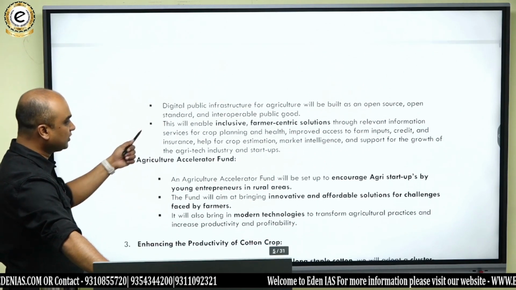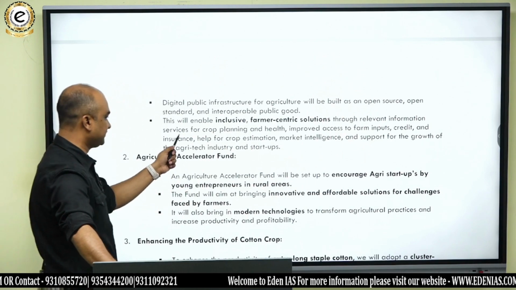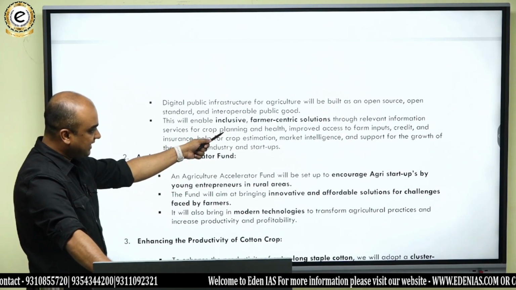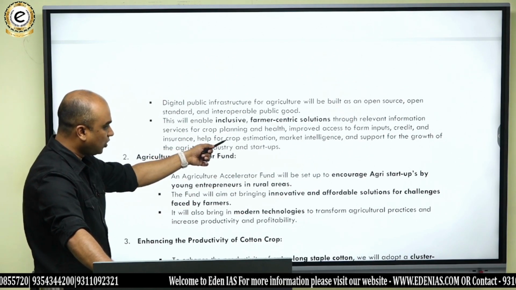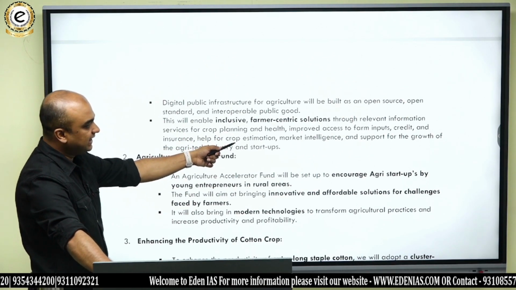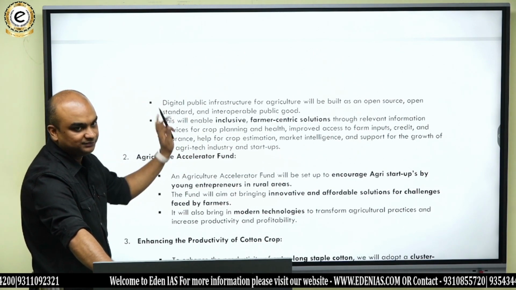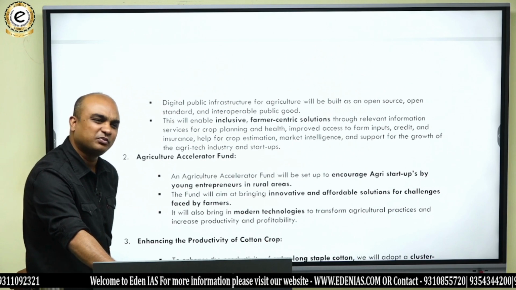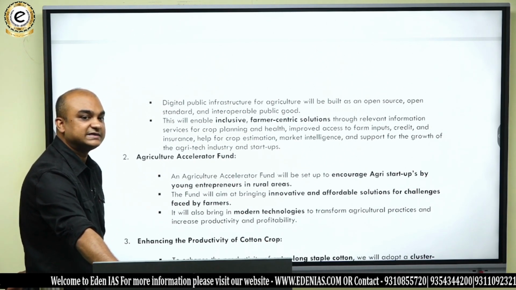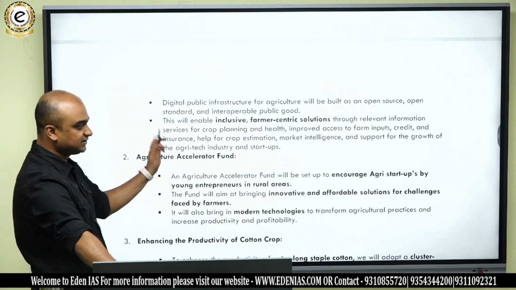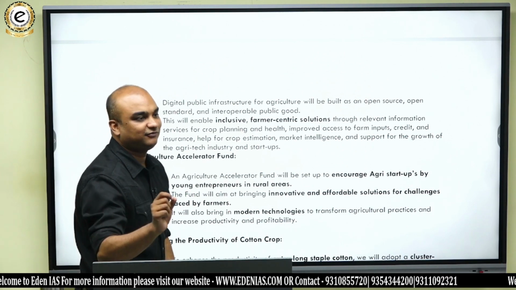This will enable inclusive farmer-centric solutions through relevant information services for crop planning and health, improved access to farm inputs, credit and insurance, help for crop estimation, market intelligence, and support for growth of the agri-tech industry and startups. Now you see, budget is full of proposals all the time. Do you understand that? It is the proposals which is what attracts the notice of all and sundry as far as the budget is concerned. So that's why these proposals are facts.